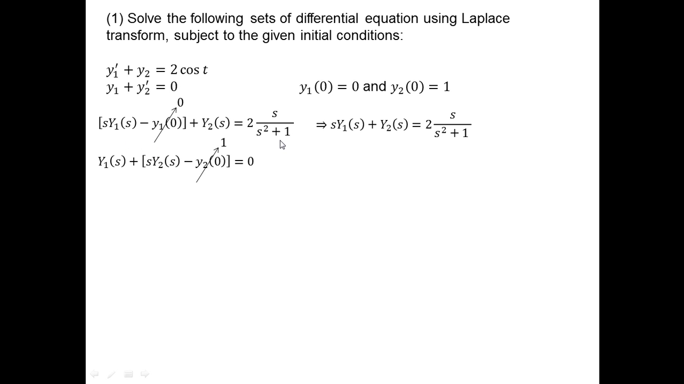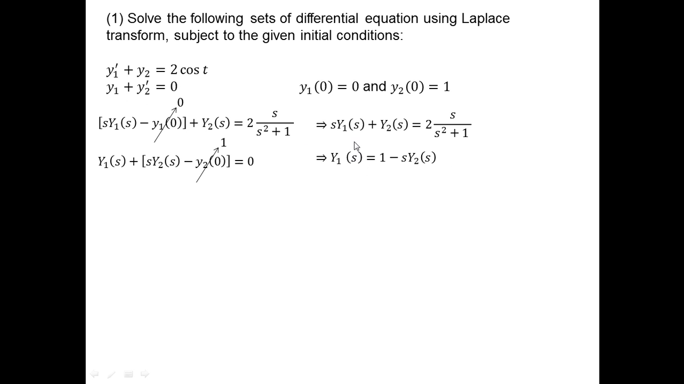If I rearrange the first algebraic relation, I have sY1(s) plus Y2(s) equal to 2s over s squared plus 1. And for the second one, I have Y1(s) equal to 1 minus sY2(s). Again, as I mentioned in tutorial sessions, the beauty of using the Laplace transform for solving differential equations is that we transform differential equations in the time domain into simple algebraic equations in the Laplace domain.